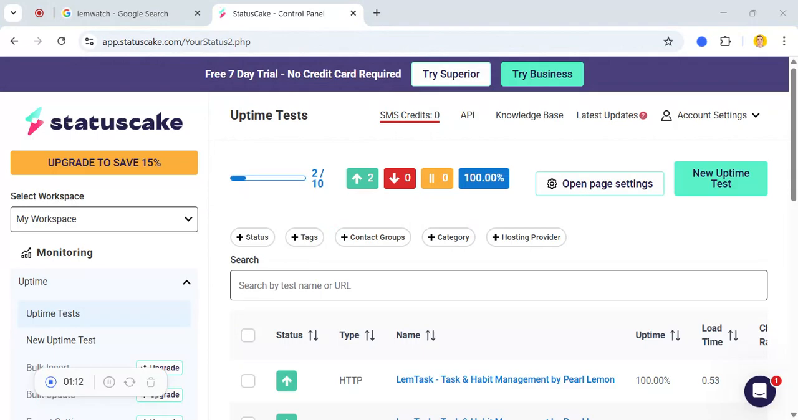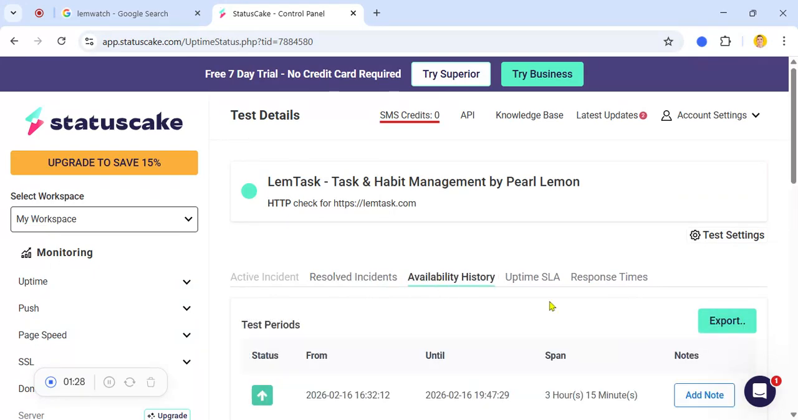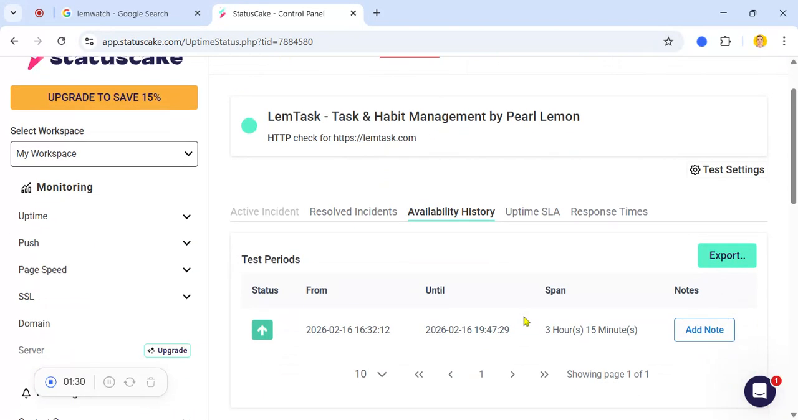Number one, monitoring from only one location. This is probably the biggest mistake. Most users set up uptime monitoring for just one test location. So why does this happen? People want a quick setup, so they accept default settings.